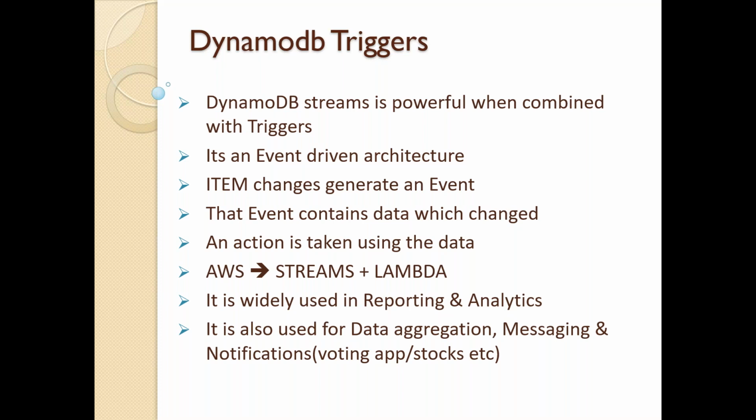So you'll have streams plus Lambda. Lambda is the very powerful tool that we saw yesterday. It's widely used in reporting, analytics, data aggregation, messaging, notification, and voting. If you have a voting app, whoever puts in a vote, you keep on incrementing the count. If you go to some game shows, they give you an audience, and the voting keeps changing based on the people who vote. That is how it happens. And the stock market also uses all these things. So think about using the database at a very large scale.